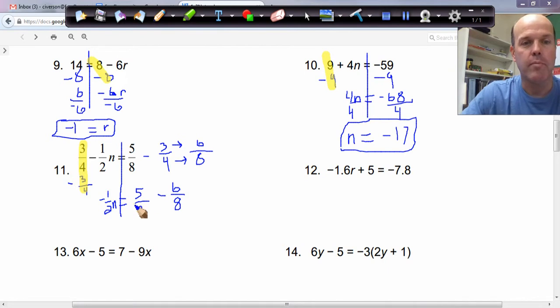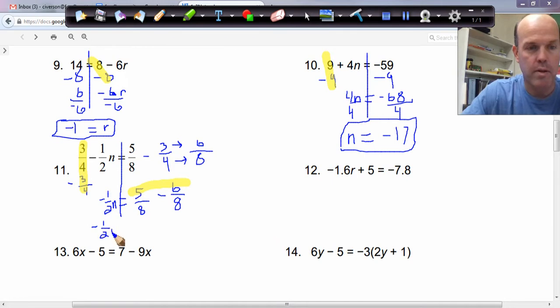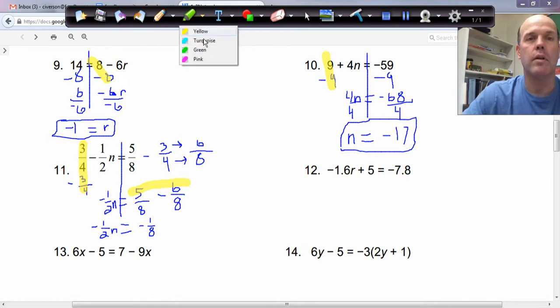Okay, now I can add or subtract straight across the top. So I get -1/2 n is equal to 5 minus 6 is a -1/8. Okay. Now to get rid of the 1/2.